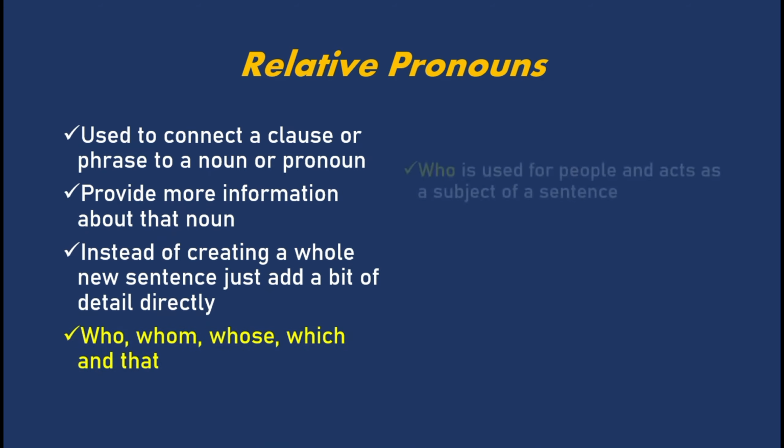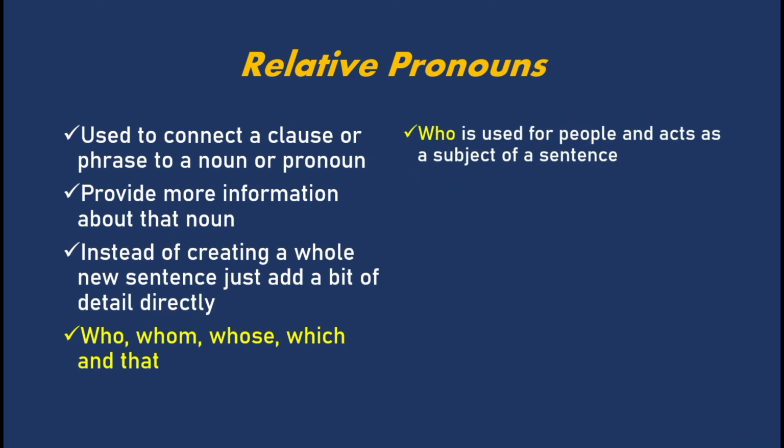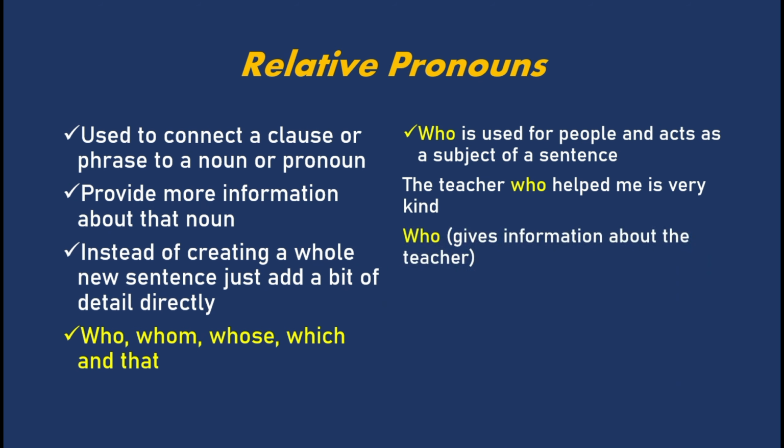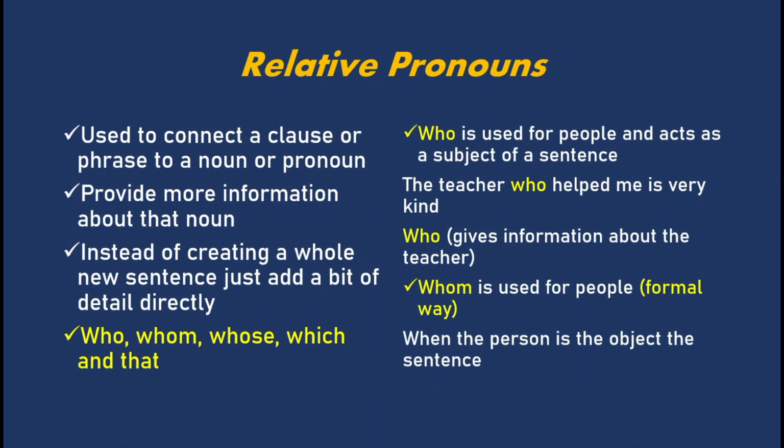Who is used for people and acts as the subject of the sentence. For example, "The teacher who helped me is very kind." Here, who gives us information about the teacher. Whom is also used for people but in a more formal way and usually when the person is the object of the sentence. For example, "The person whom you met yesterday is my friend." Here, whom is a relative pronoun.